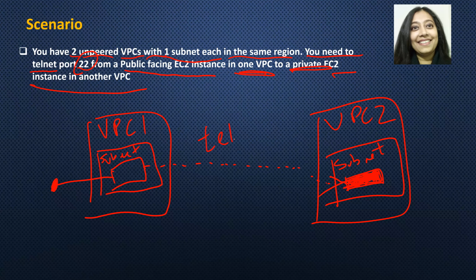So the intention is to telnet over port 22. The scenario is very simple. Both these VPCs, as I said, are not paired or are unpaired. That means there is no trusted connection between them. And if you want to communicate to this private EC2 instance in the second VPC, then you will have to do something about it. How are you going to communicate, because they don't have a trusted communication setup between them? That's exactly what we are going to do in this lab. I hope that this scenario is absolutely clear.